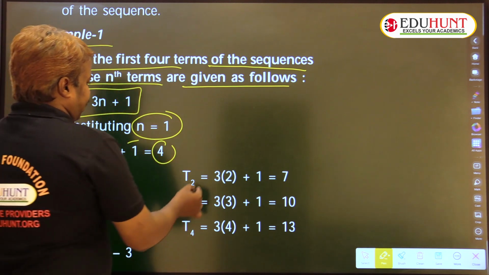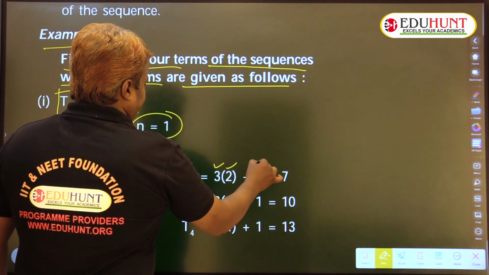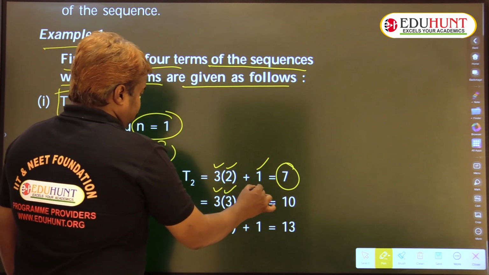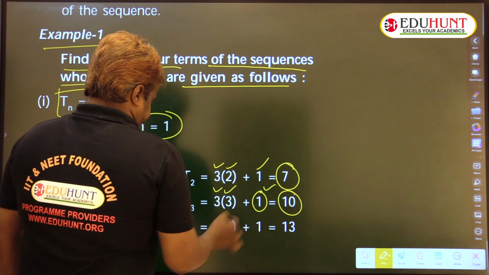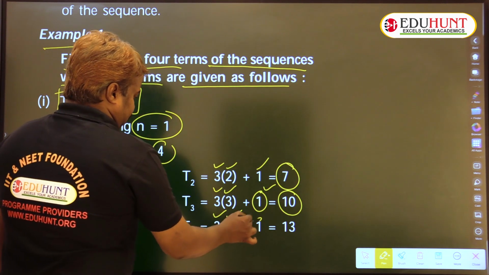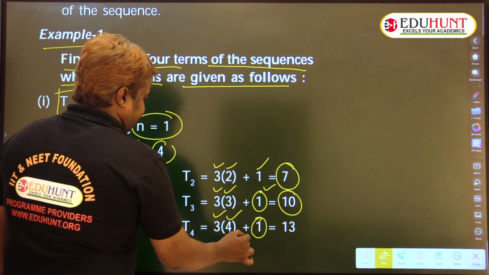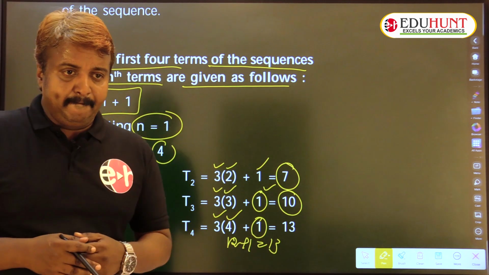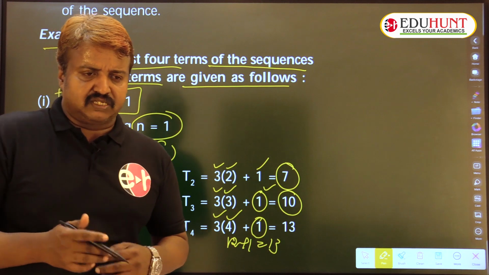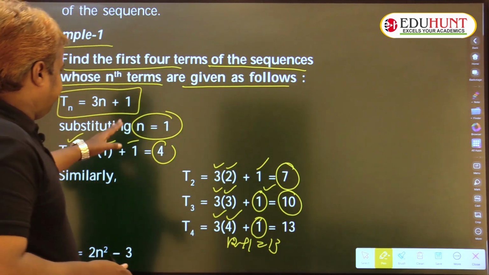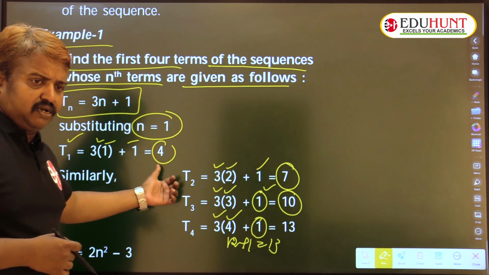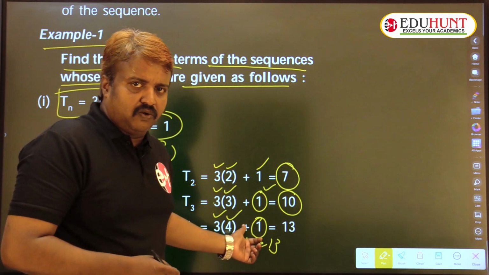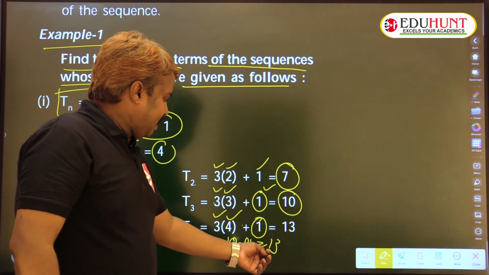Similarly, n is equal to 2: 3 into 2 plus 1 is equal to 7. 3 into 3 plus 1, then you get 9 plus 1, 10. 3 into 4 plus 1, 12 plus 1 is what here, children? 13. Now, in 3n plus 1, when we replace n with 1, 2, 3 and 4, we get these values. So you have to get the answers like this.